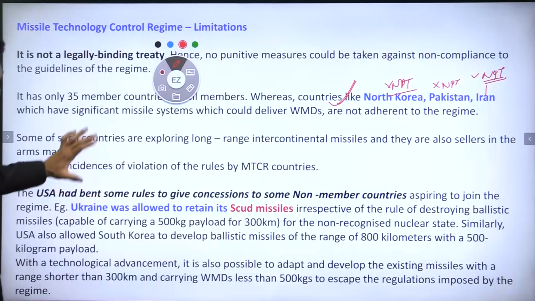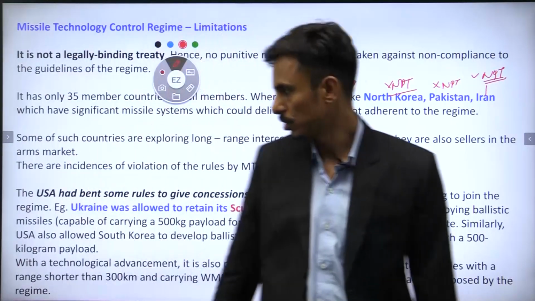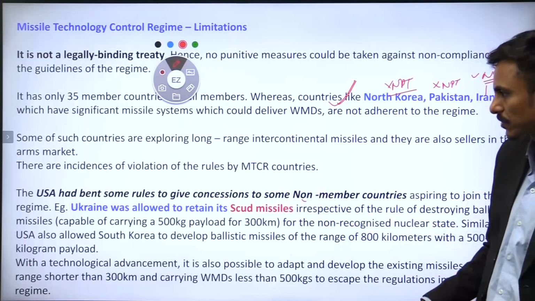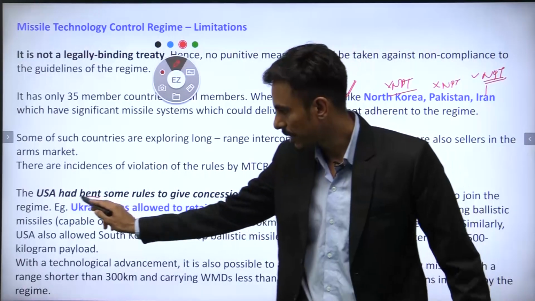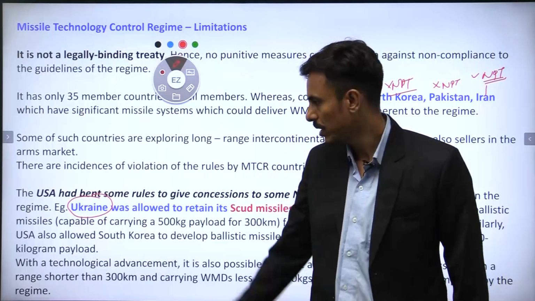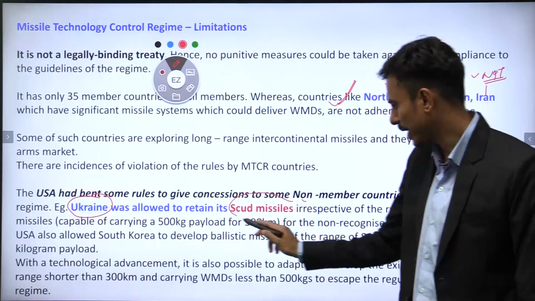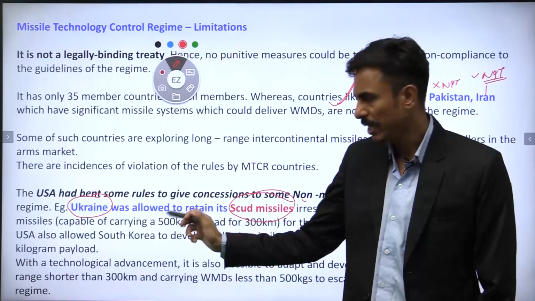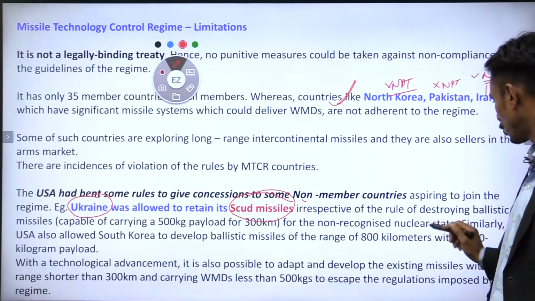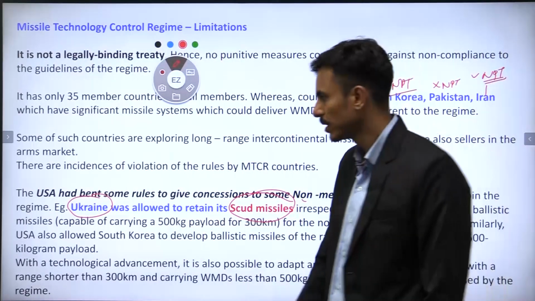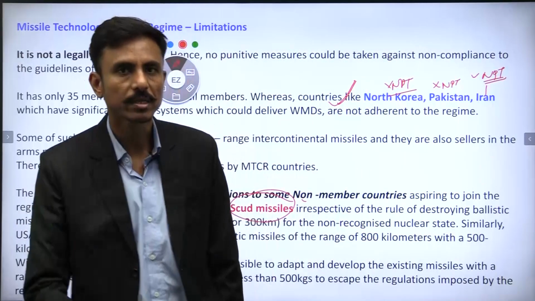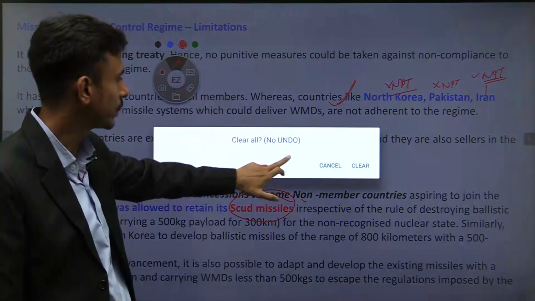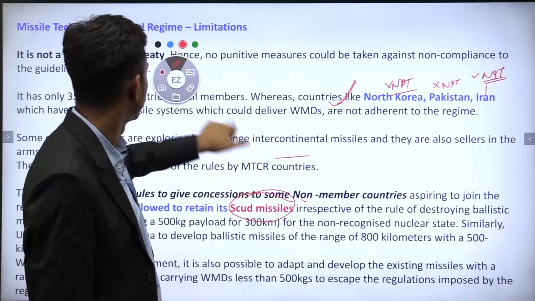Guys, this has been misused by America also to serve its purpose. It has bent some rules to give concessions to some non-member countries. For example, Ukraine, where the recent Russian invasion is underway, was allowed to retain its Scud missiles. Scud missiles were allowed to be retained in Ukraine by America, irrespective of the rule of destroying ballistic missiles. Correct. So in this sense, America is bending the MTCR rules, giving exceptions to various countries and giving preferential treatment, right?